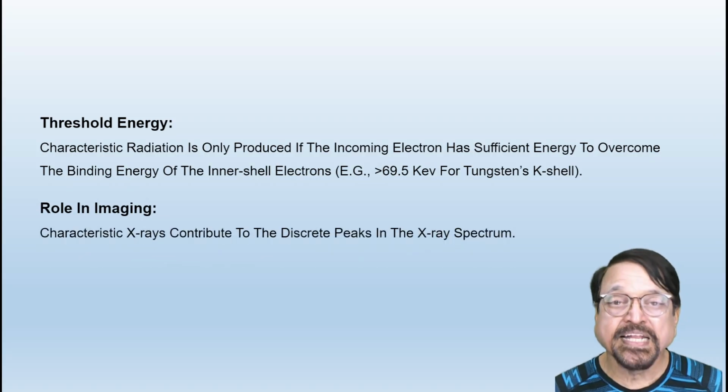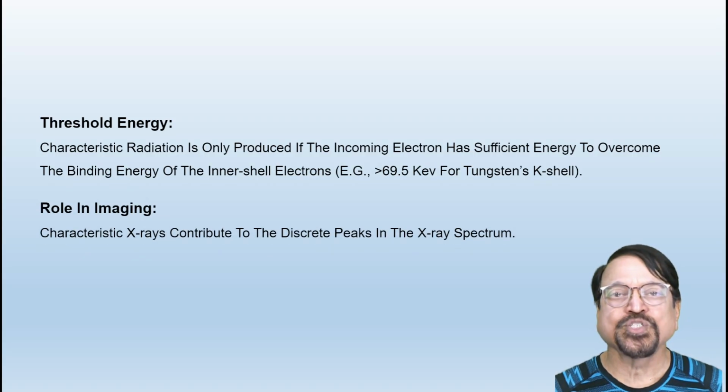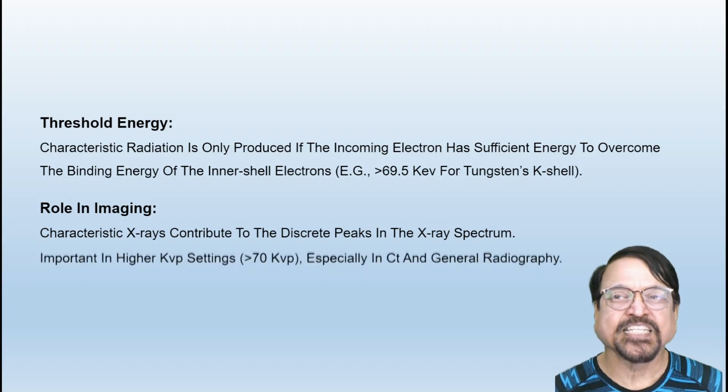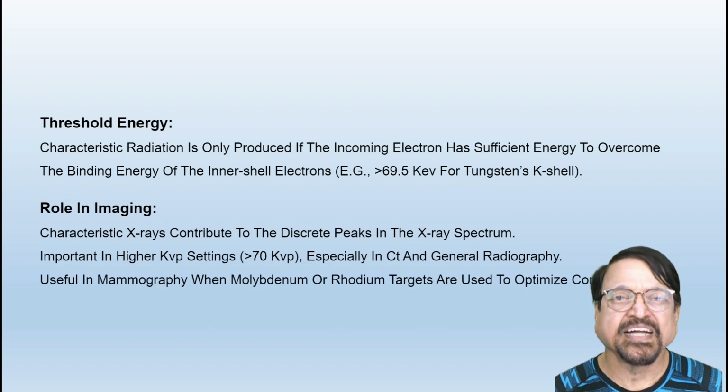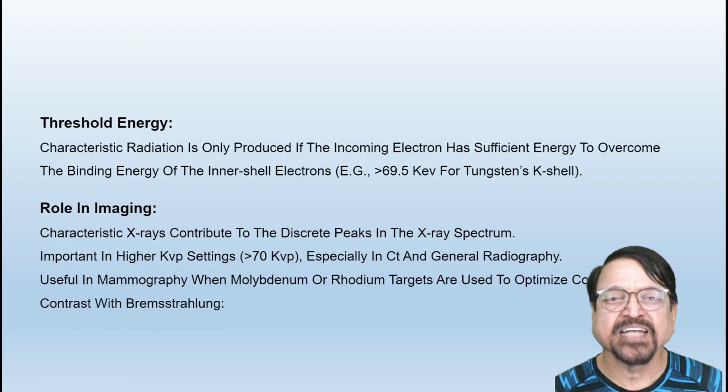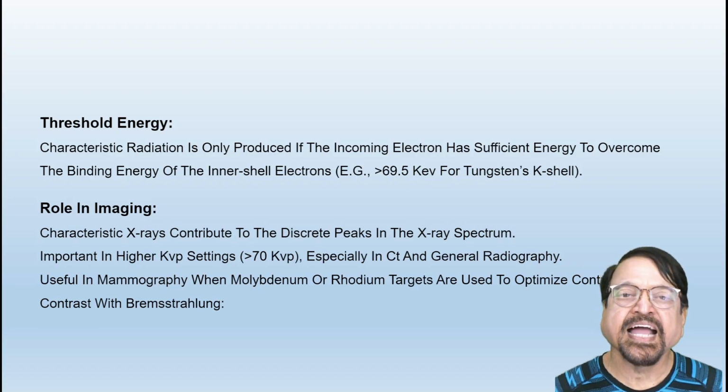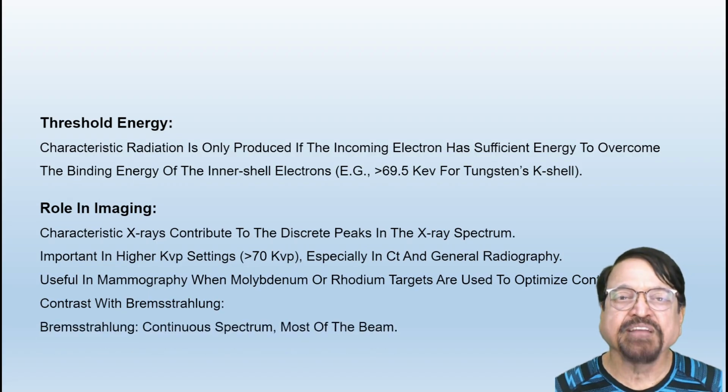Now what is its role in imaging? The characteristic X-ray contributes to the discrete peak in the X-ray spectrum. It is important at higher kVp settings, that is more than 70, especially in CT and in general radiography. It is also useful in mammography when molybdenum or rhodium targets are used to optimize the contrast. In a mammography tube, we use high mA and low kV technique for soft tissue contrast. They produce high contrast pictures. This is required in a mammography tube versus routine conventional X-rays.